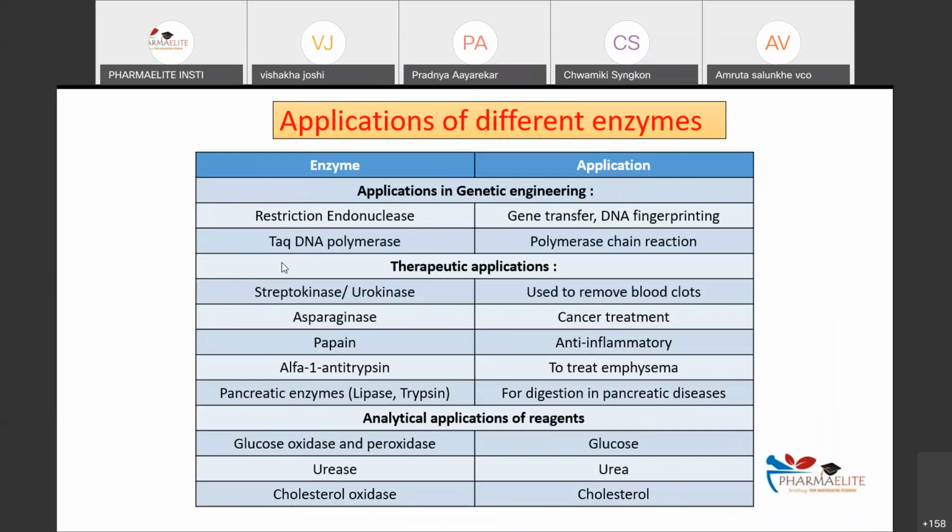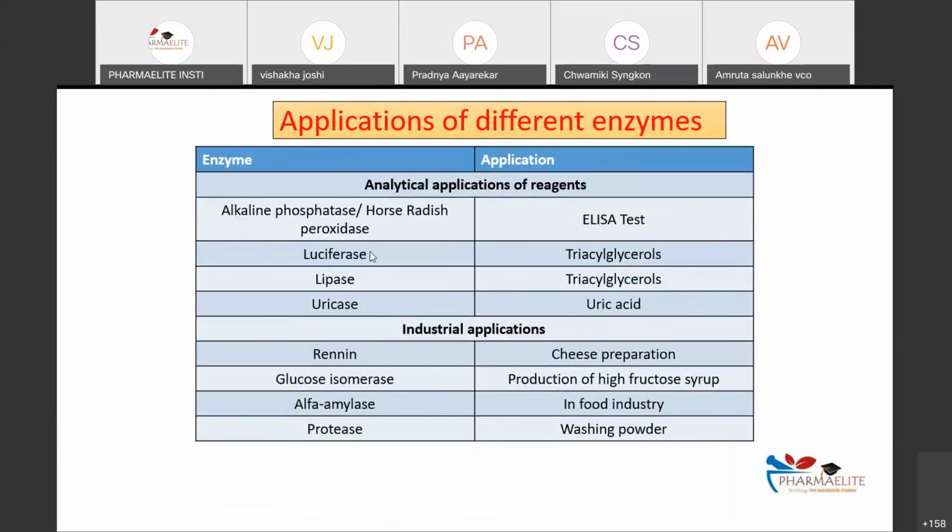Again, with regards to enzymes and their application, where are different enzymes being used? Now, these are also enzymes from different chapters. Your streptokinase, urokinase is a part of your chapter of anticoagulants. Your Taq DNA polymerase is a part of your PCR. Restriction endonuclease is a part of your rDNA. Yes, they are all different chapters which are linked to each other with regards to their application.